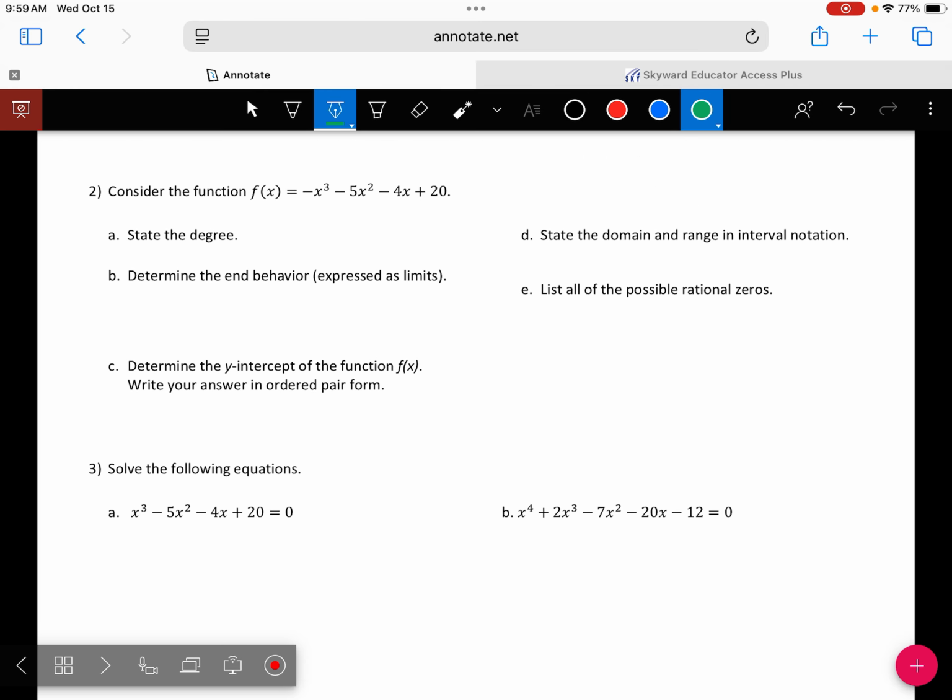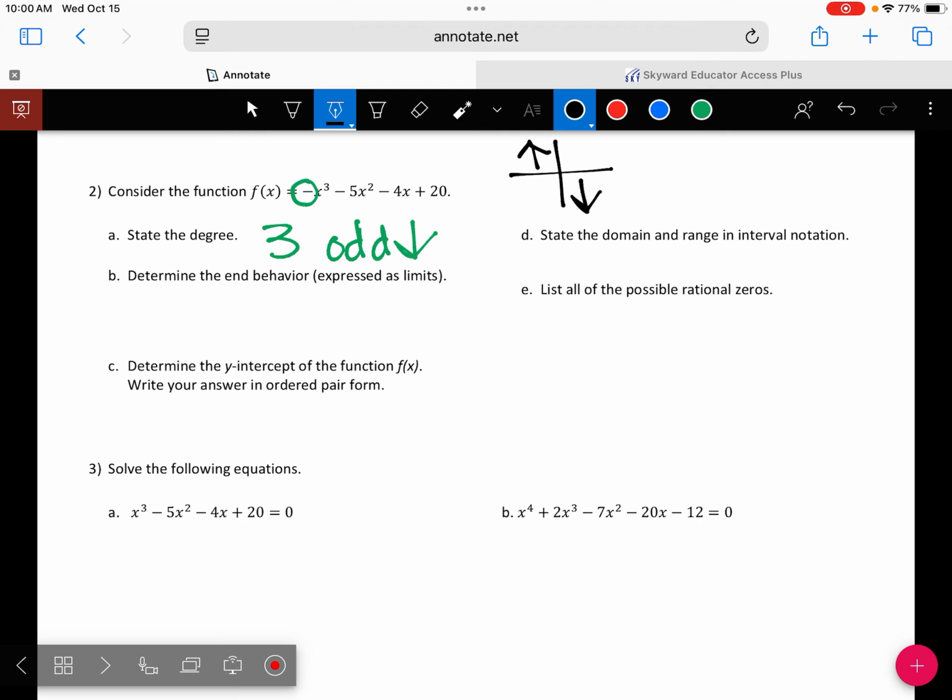Question number 2, state the degree. It's 3, which is odd. But this is an odd, and it's also negative. What that negative tells me is that on the right side is going to go down. On the left side is going to do the opposite.